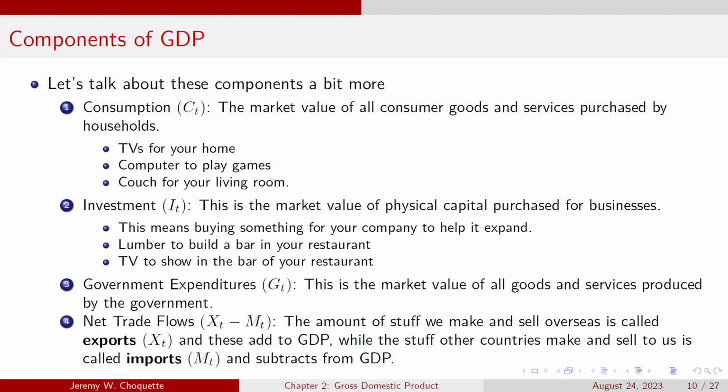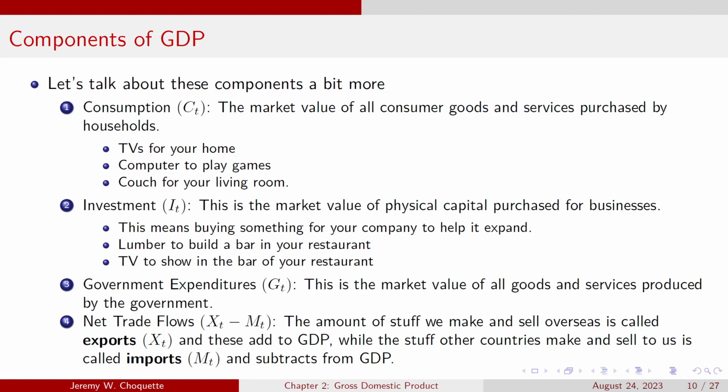Now, if we buy it over here, it's not going to add to our GDP because then we'd be double counting, right? So what gets shipped, what gets moved around, produced in one country, adds to their GDP. What gets bought in another country subtracts from their GDP. So exports will add to GDP, imports subtract from GDP, which is why we have our net trade flows, XT, right, which is exports, minus MT, which is imports. So we get exports minus imports, our net trade flows.